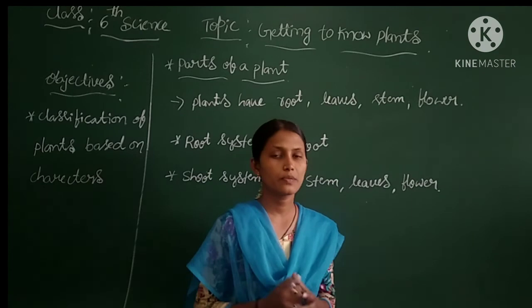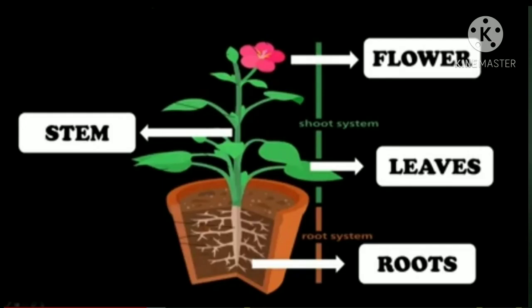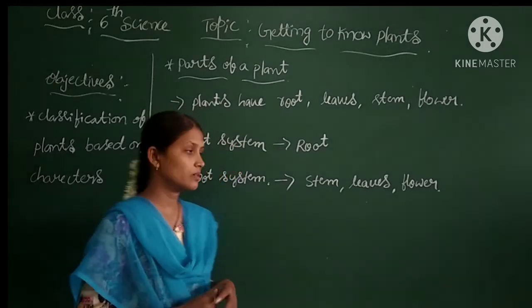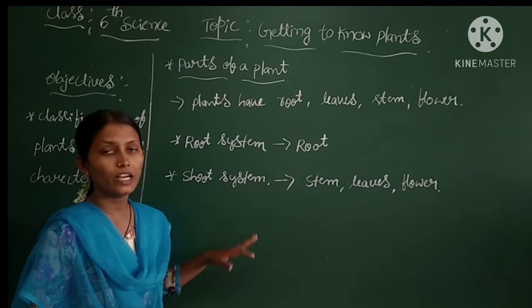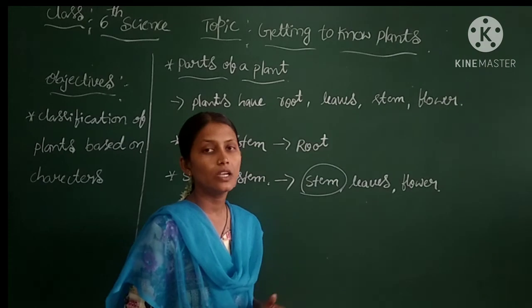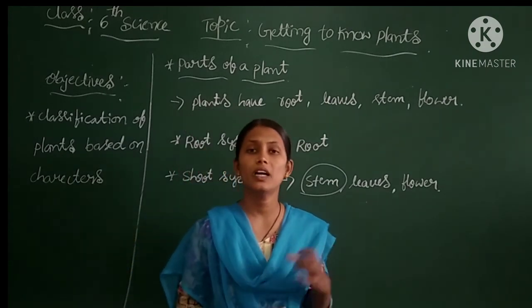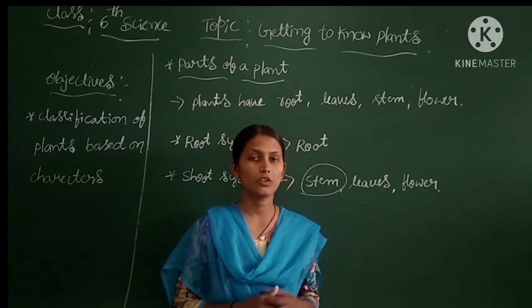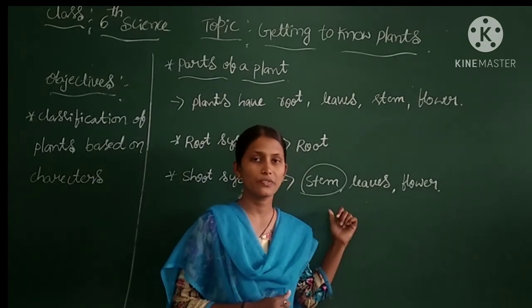Look at this picture. The parts of a plant can be classified as root system having roots, and shoot system having leaves, stem and flower. Yes, my dear children, now let us discuss the shoot system. In that we will discuss only the stem. We will see what the structure of the stem is and what the functions of the stem are. Today we are going to discuss the structure of the stem and its functions.